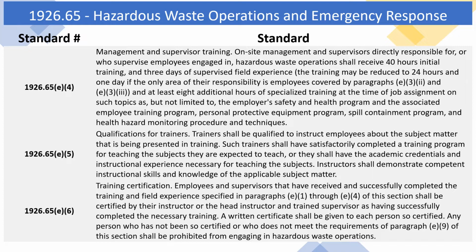1926.65 E6 Training Certification. Employees and supervisors that have received and successfully completed the training and field experience specified in paragraphs E1 through E4 of this section shall be certified by their instructor or the head instructor and trained supervisor as having successfully completed the necessary training. A written certificate shall be given to each person so certified. Any person who has not been so certified or who does not meet the requirements of paragraph E9 of this section shall be prohibited from engaging in hazardous waste operations.